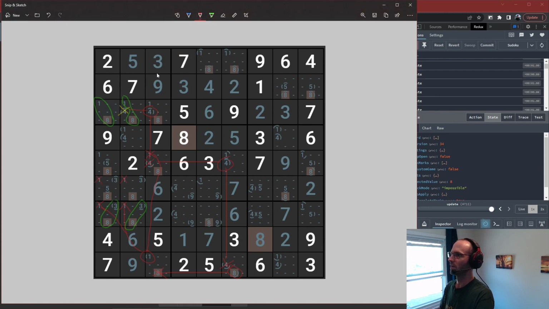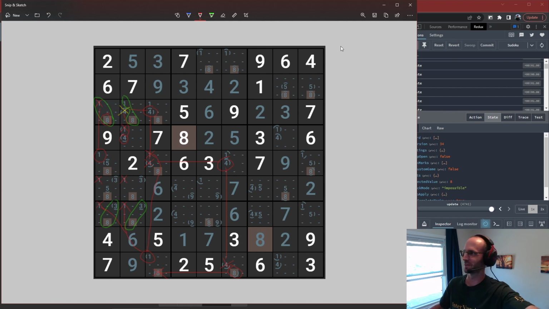Now, let's see. Also, from our starting premise, this must be a 4, which means it can't be a 1. And now, this is the only 1 left in the block, which eliminates this one, which means that is an 8. So, by that craziness, if it's not a 4, this is an 8.